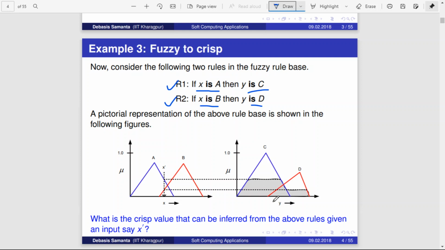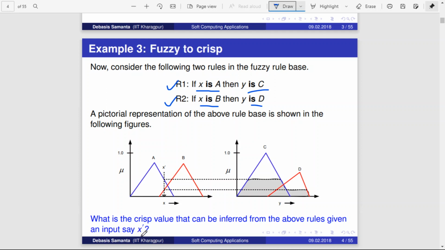Similarly, the membership function for y is given like this. When y is taking values between these 2 points, this is the membership function. But when y takes values between these 2 points, this is the membership function. And if y is falling between these 2 points, then it can take values from both C and D. So in this case, what is the crisp value that can be inferred from the above rules?